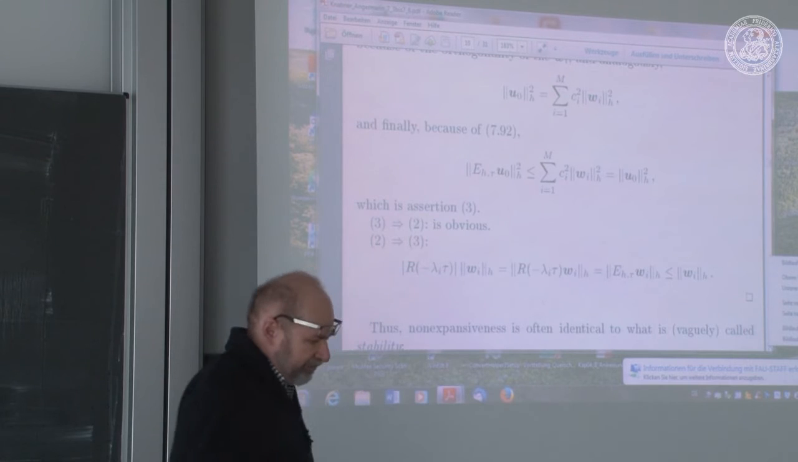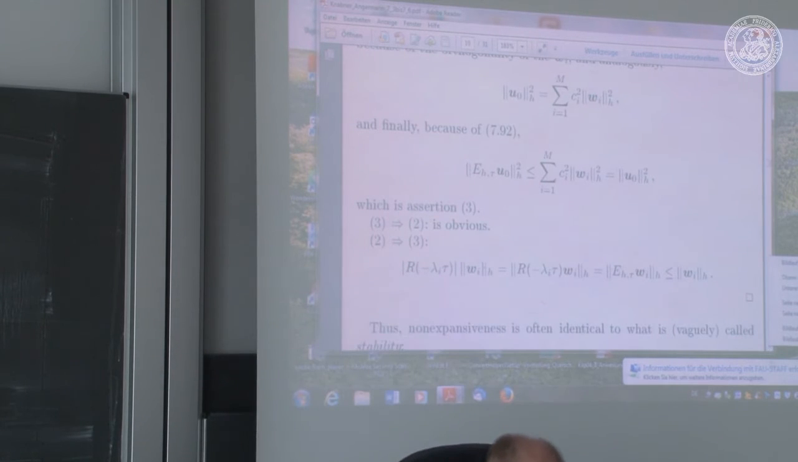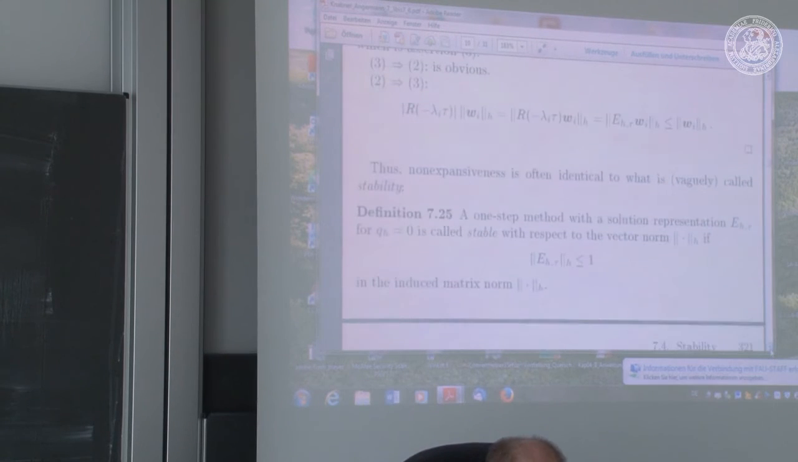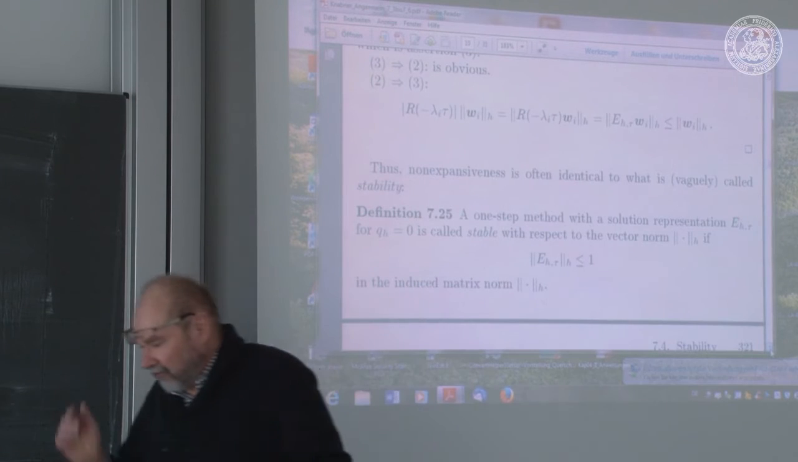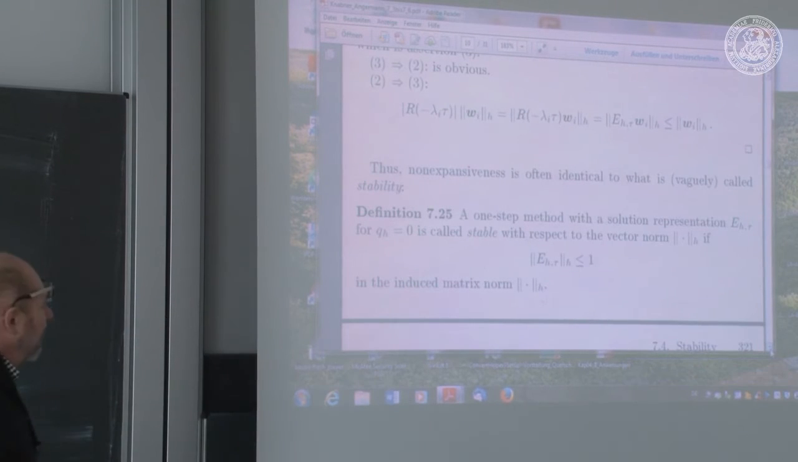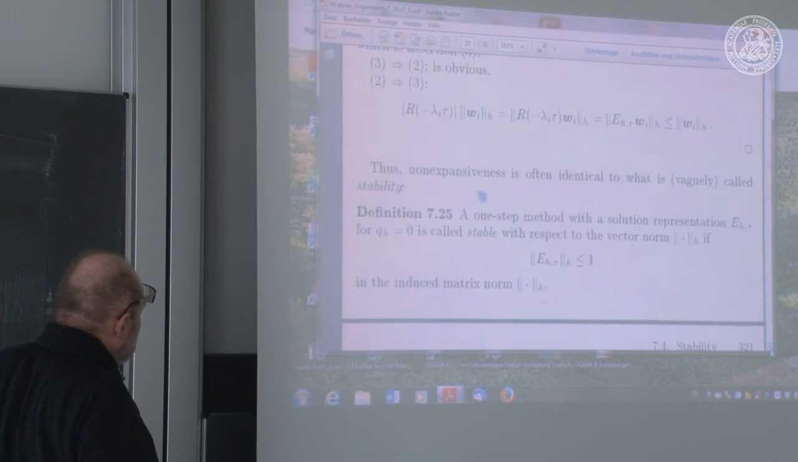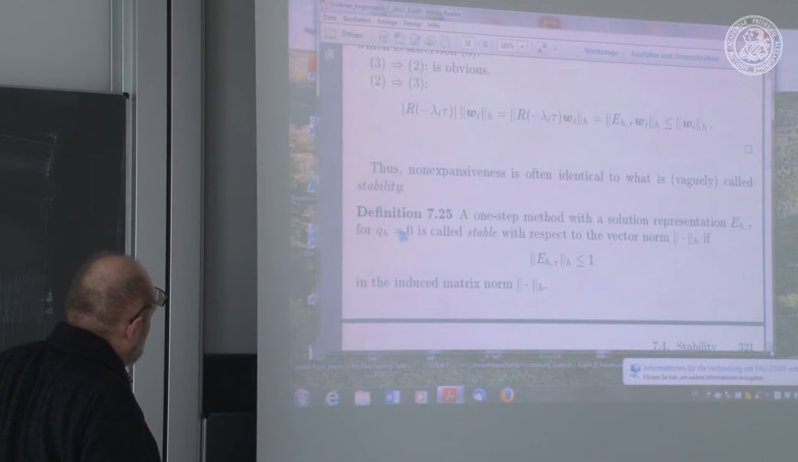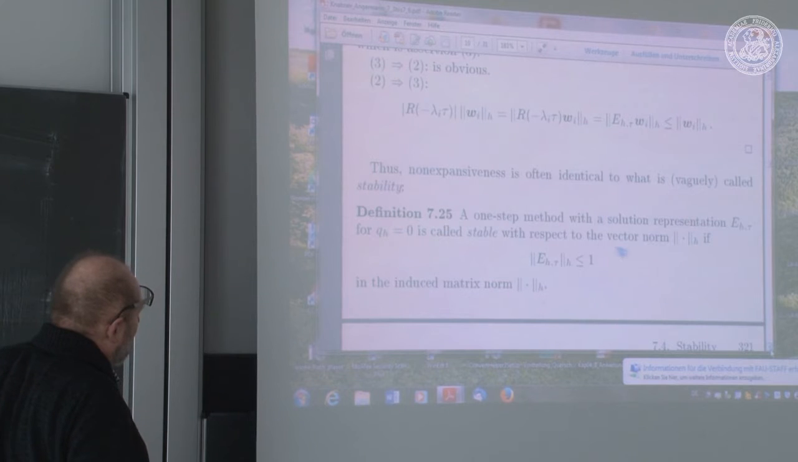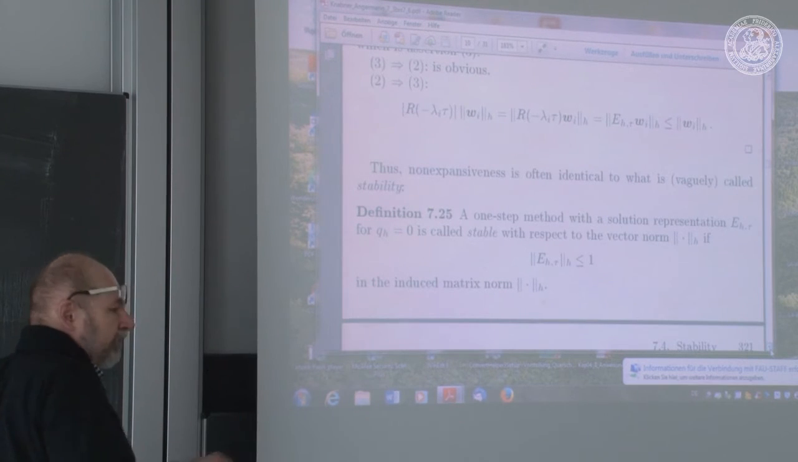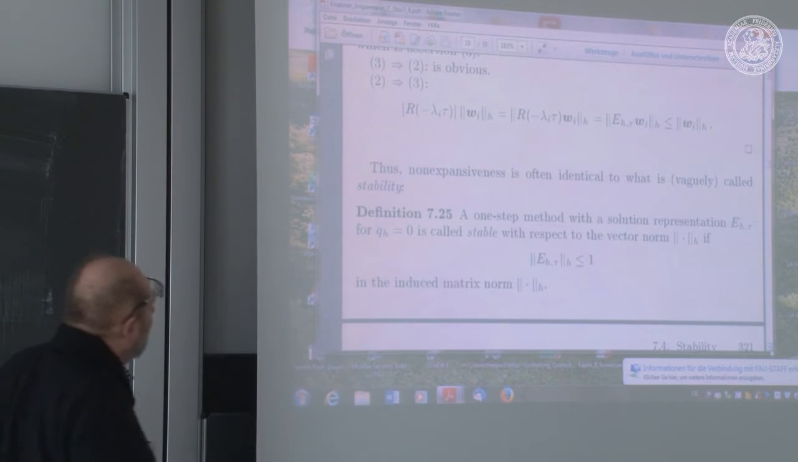Okay, so now we have different ways to note stability, and in general we can say very briefly a method in this sense is stable. A one-step method is stable if the solution representation only for the initial data fulfills this requirement: the matrix norm is less or equal to 1 in the norm induced by the vector norm, which stems from the underlying scalar product.